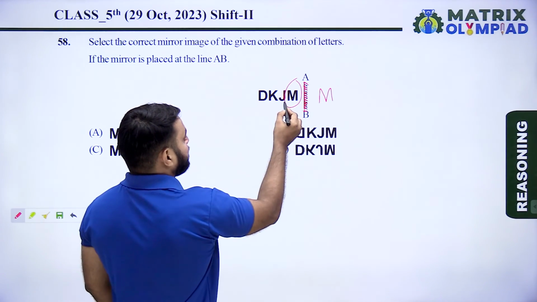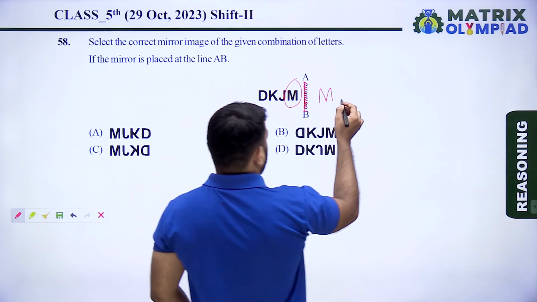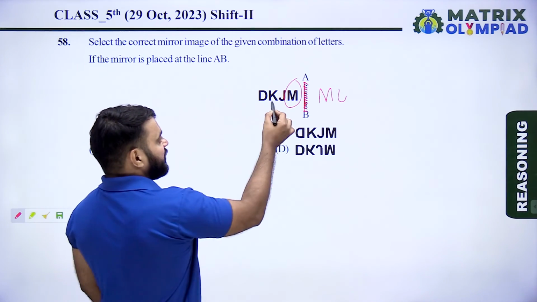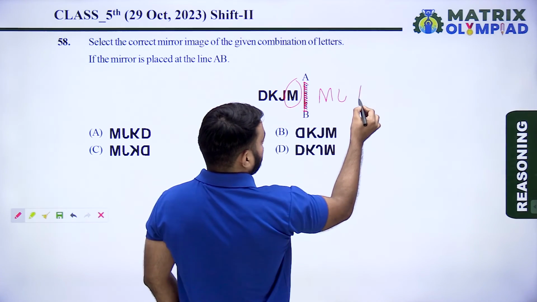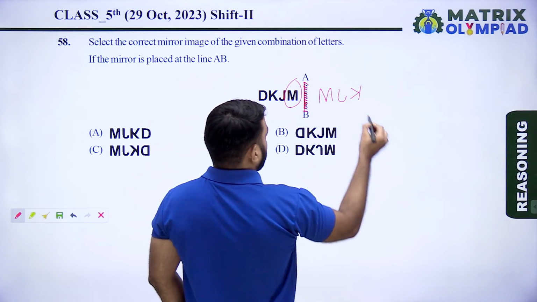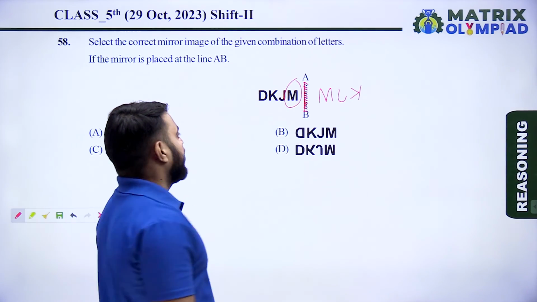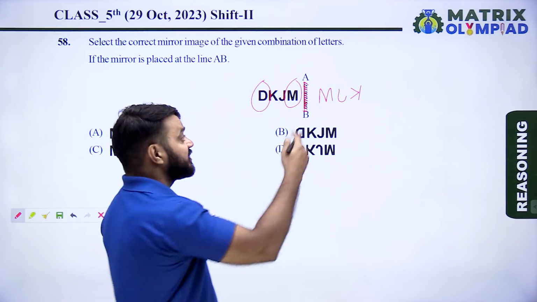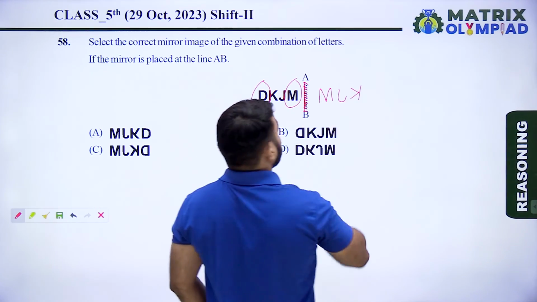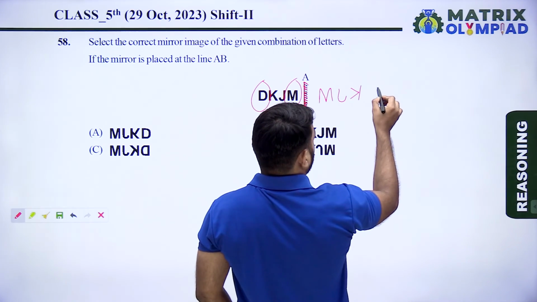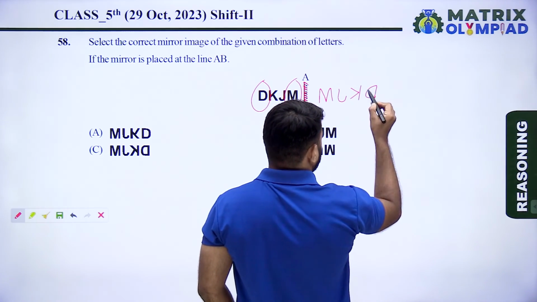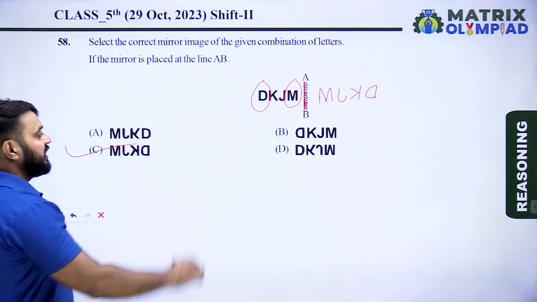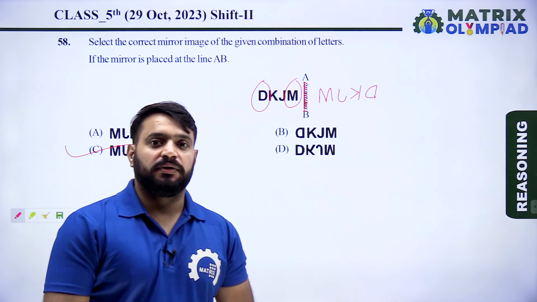Now find the mirror image of J. So the mirror image of J looks as follows. Now find the mirror image of K. So the mirror image of K looks like this. Now find the mirror image of D because D is away from the mirror, so it will remain away from the mirror in the mirror image. So the mirror image of D looks as follows. So here option C is the correct answer of this question.